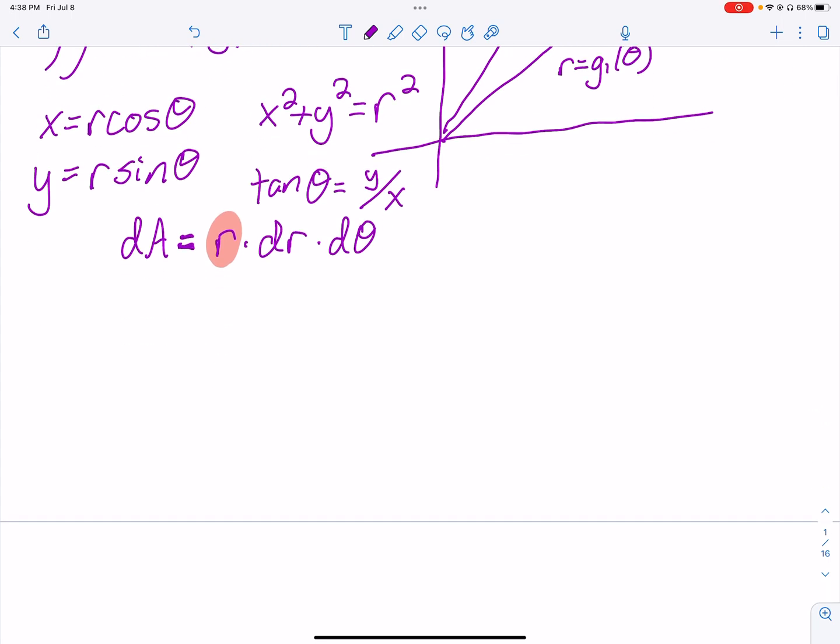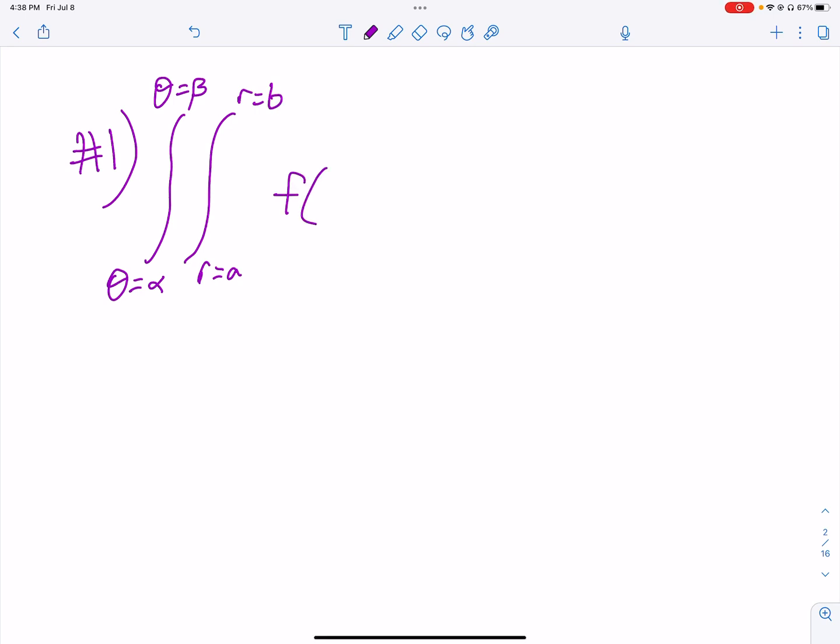We have number one. These are just some theorems here. We have the double integral. This is what it would look like in polar, theta from alpha to beta, that's the first picture up there, and r from a to b. And then we just plug in, remember it was f of x, y. Instead of x, we're going to plug in r cosine theta. Instead of y, we're going to plug in r sine theta. What this means is plug in x and y. That's what that means. Plug those into x and y.